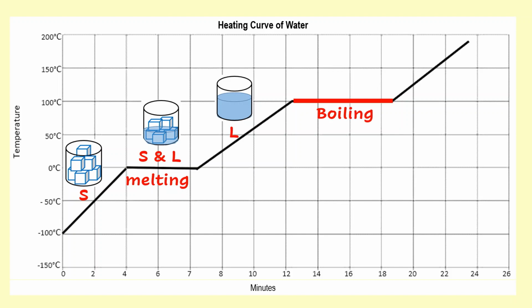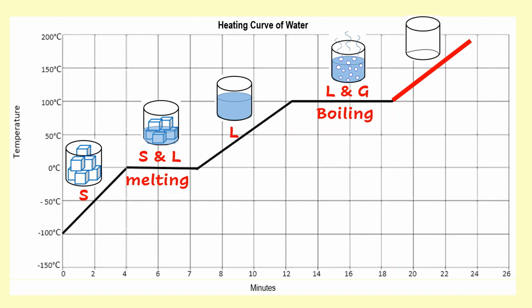While boiling, both liquid water and evaporated water in the form of gas bubbles will be present. Once all the liquid has evaporated into a gas and the phase change is complete, continuing to add heat will cause the temperature of the water vapor, or the evaporated gas, to increase.